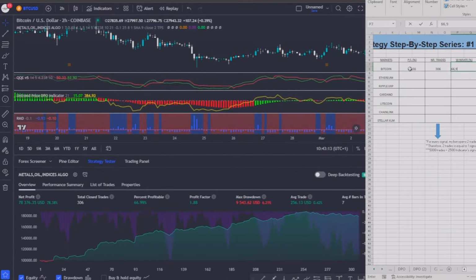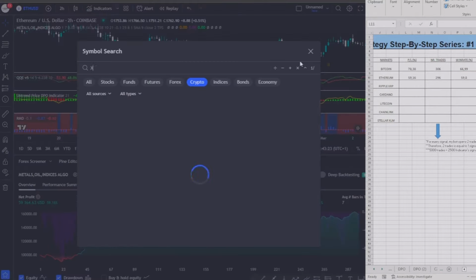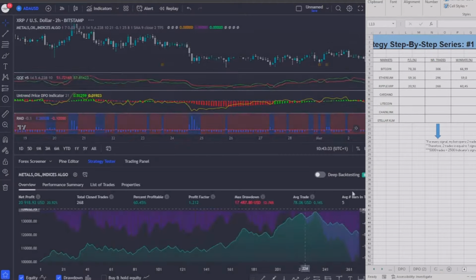As in the other episode, I'm going to do all these backtests to choose my volume indicator and I will show you the whole process.